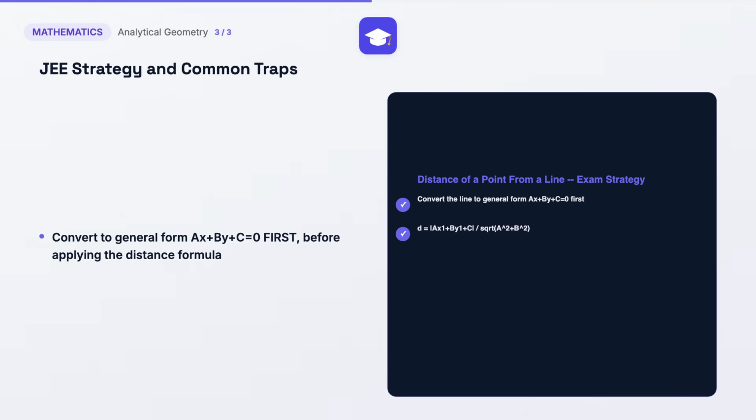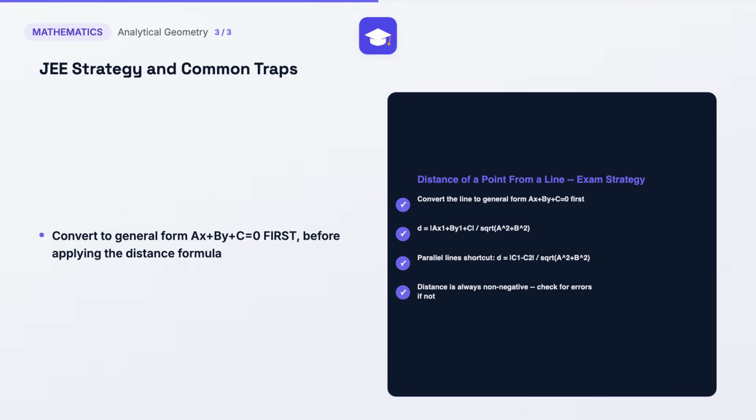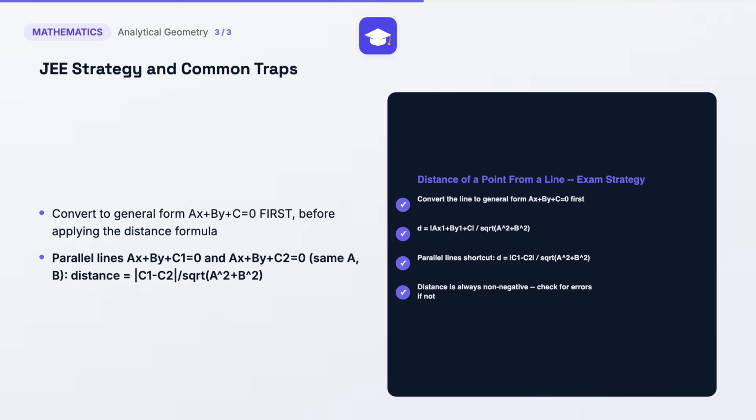The single most frequently tested JEE skill here is converting a line given in slope-intercept, or points, form to general form ax plus by plus c equals 0 first, before applying the distance formula. Attempting to use the distance formula without this conversion is one of the most common sources of error on this topic.